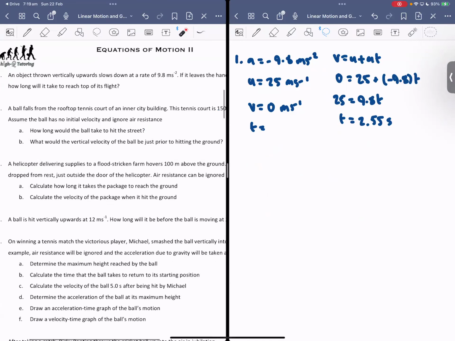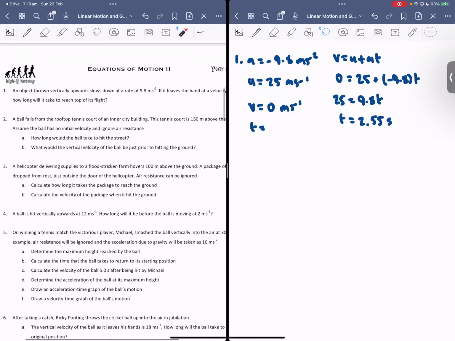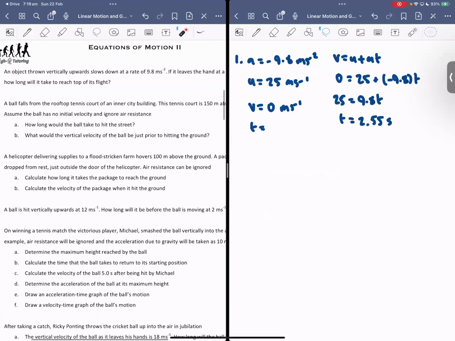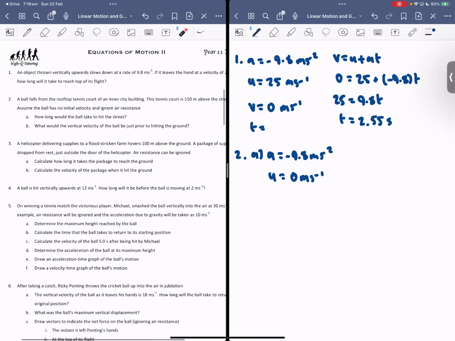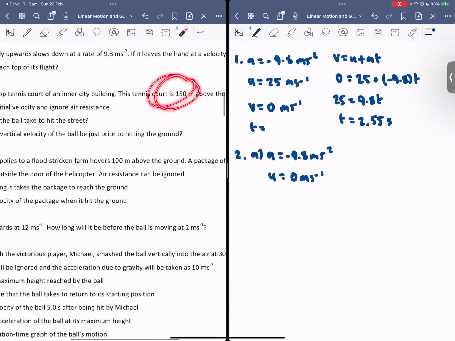Question 2. A ball falls from a rooftop tennis court. The tennis court is 150 meters above the street. So some ball is falling down. The ball has no initial velocity. How long will the ball take to hit the street? What letters do you have? I've got acceleration is negative 9.8 because it's on Earth. What else do I have? I have the initial speed. It was 0. What other letter do I have? s. I agree. The tennis court's 150 meters below.